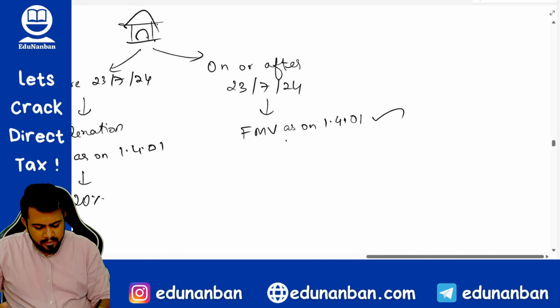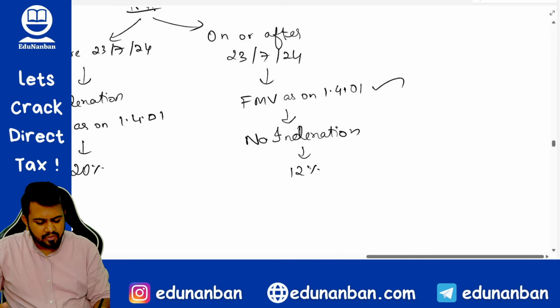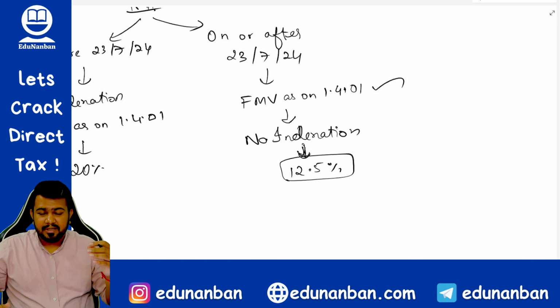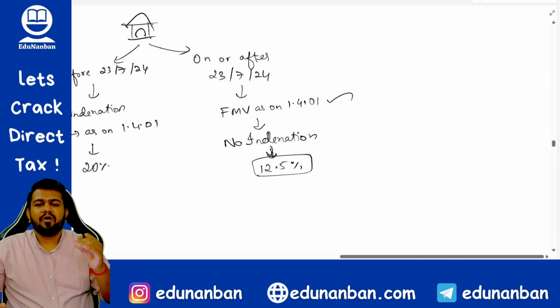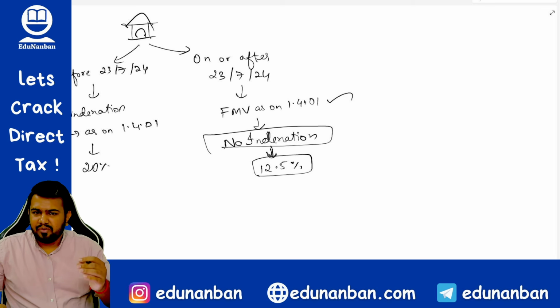Now there is no indexation, and the rate has been changed to 12.5 percentage. So after this change was announced in the budget, there was a lot of hue and cry in the market, because especially for house property, that is immovable property, whenever it was transferred, indexation was a very very big factor while calculating the capital gain.